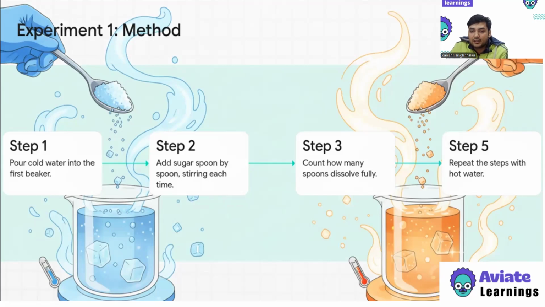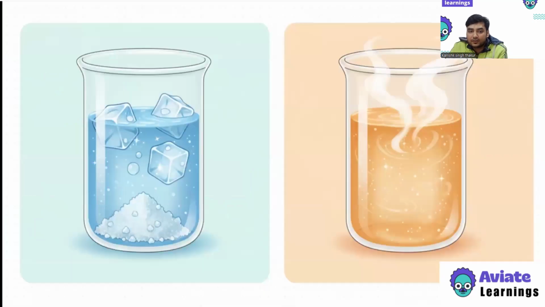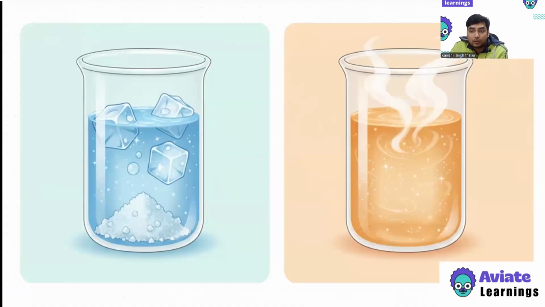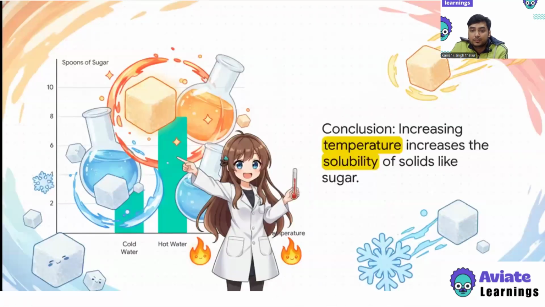So what are the results? You'll observe that in cold water, if you keep adding sugar, some of the sugar remains, so you can dissolve fewer spoons of sugar. But in hot water, as you can see in the graph, you can dissolve much more. In cold water you can only dissolve 2 spoons of sugar, but in hot water you are able to dissolve 6 or 8 spoons.